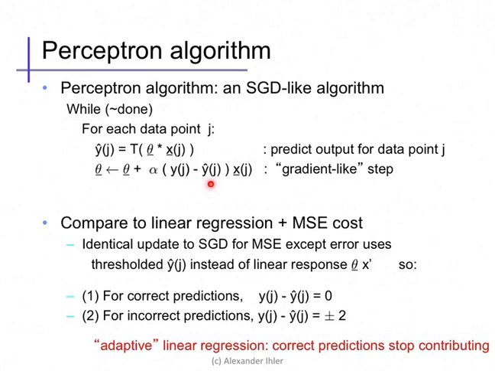In fact, this term is just a sign, so if our prediction is correct, if the class y equals the class y hat, this update is 0, and if the prediction is incorrect, then that becomes a signed constant. So if y is +1 and y hat is -1, this is +2. And if they're reversed, it becomes -2.